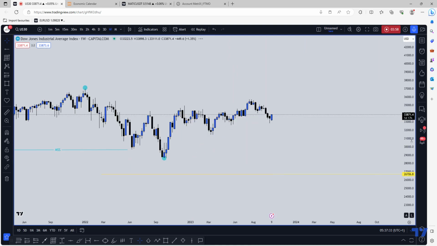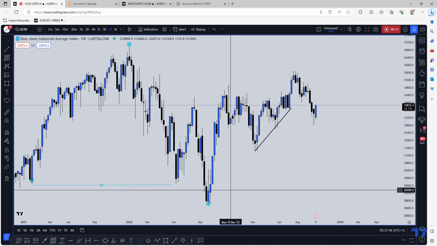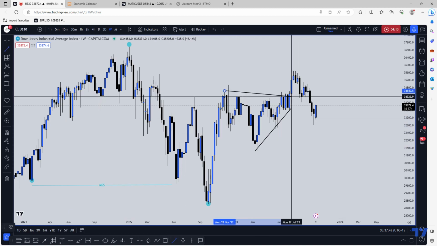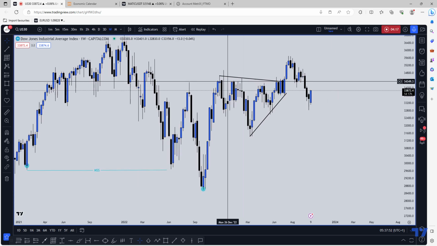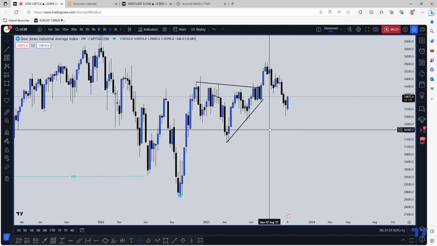Now, if we drop down to the weekly, I'm just going to draw on my wedge because it gives me clarity on the chart. So we've obviously got this wedge formation, which is how the market was consolidating. We had a consolidation for a number of months, a very, very large consolidation.